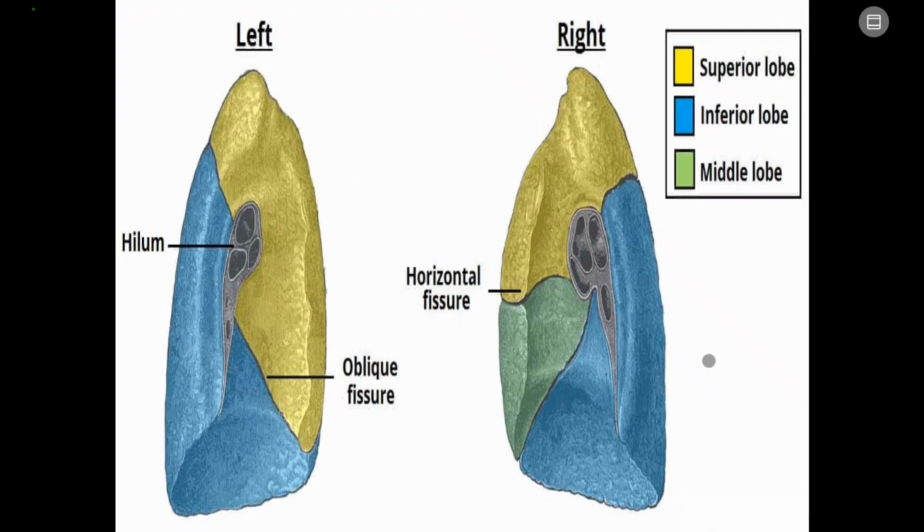This is another image to help you understand more. The left lung consists of upper and lower lobes divided by the major fissure, and the right lung is divided by the major fissure and minor fissure to show the middle lobe. Here there is no middle lobe because the heart takes the place where the middle lobe of the left lung would be.